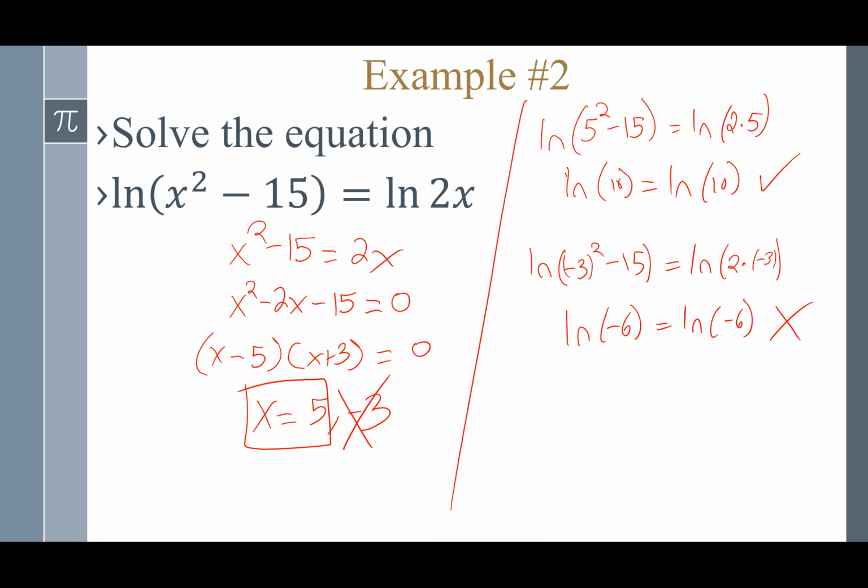Now again, just because the insides can't be negative doesn't mean the value of x can't be negative. All we had to do was make that an ln of negative 2x right there, and then a negative x would be perfectly fine. So just always plug in, don't assume positives work and negatives don't. If when you plug in, every single answer does not work, then you have no solution.